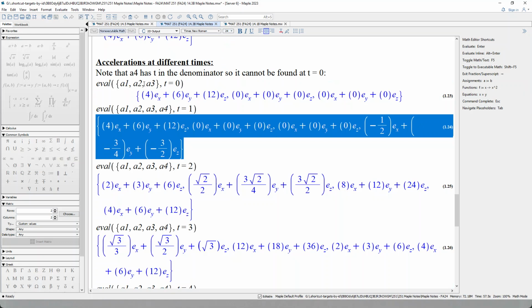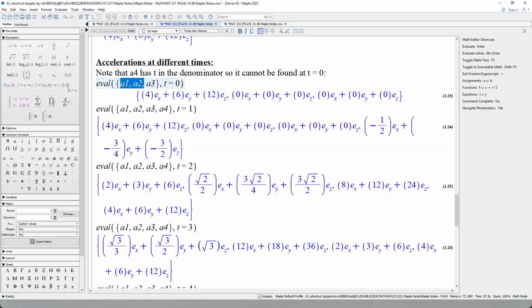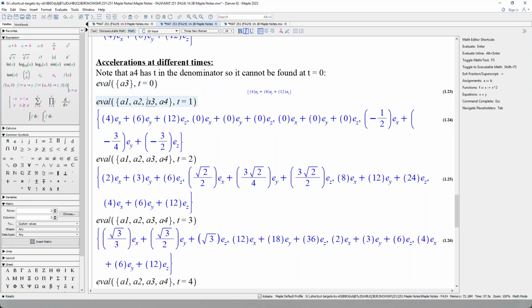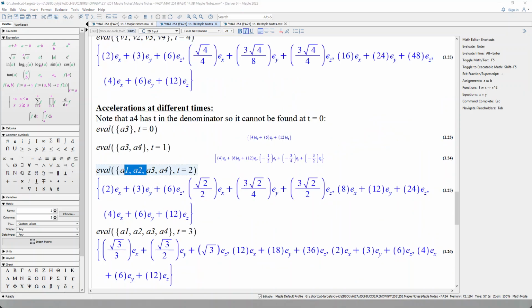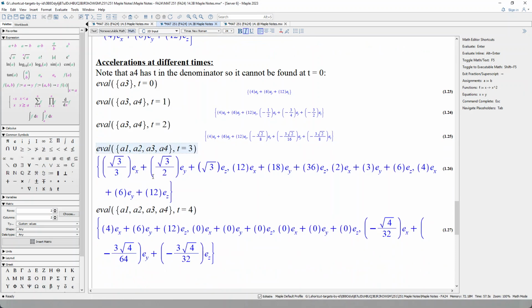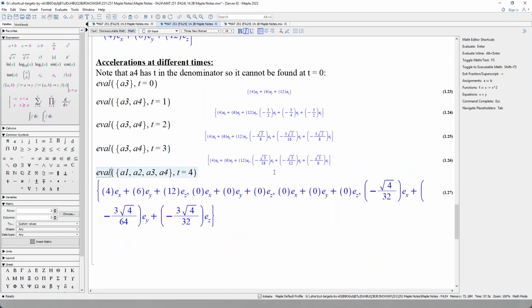Now, to be fair, we don't really need A1 and A2. I mean, I can delete them out of there because all I really need is A3, right? And I can't do A4 because it has a division by T, so that won't work. So there's no point in looking at A1 and A2 because they're not going to exist. And I don't even know really what it was doing in here, but we're just going to delete those because all we need are the A3s and A4s. There we go. Oops, one more. There we go.